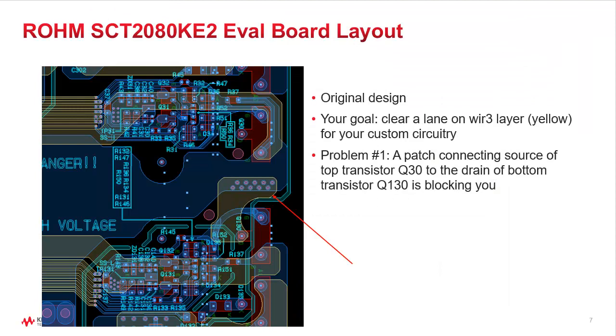So this is all very nice, but how would you use such a thing? Well, here's a workflow. You take the original design, and your goal is to clear a lane on the wire 3 level, which is yellow in this schematic, because you have to do some custom circuitry. The problem you're facing is that ROHM have a patch of metal here connecting the source of the top transistor Q30 to the drain of the bottom transistor Q130, and that's blocking you. So you need to clear this lane. You need to modify the design. The ROHM reference design isn't quite what you want. You want to make some changes.